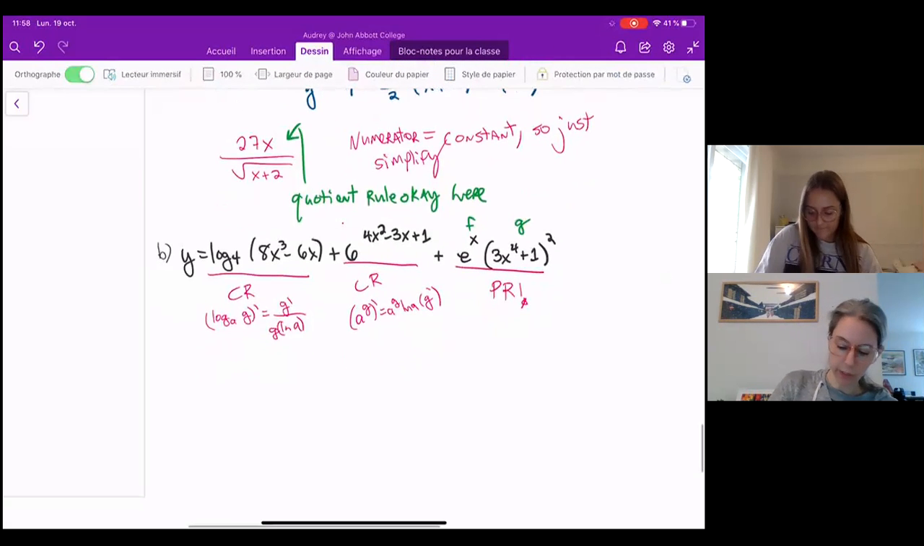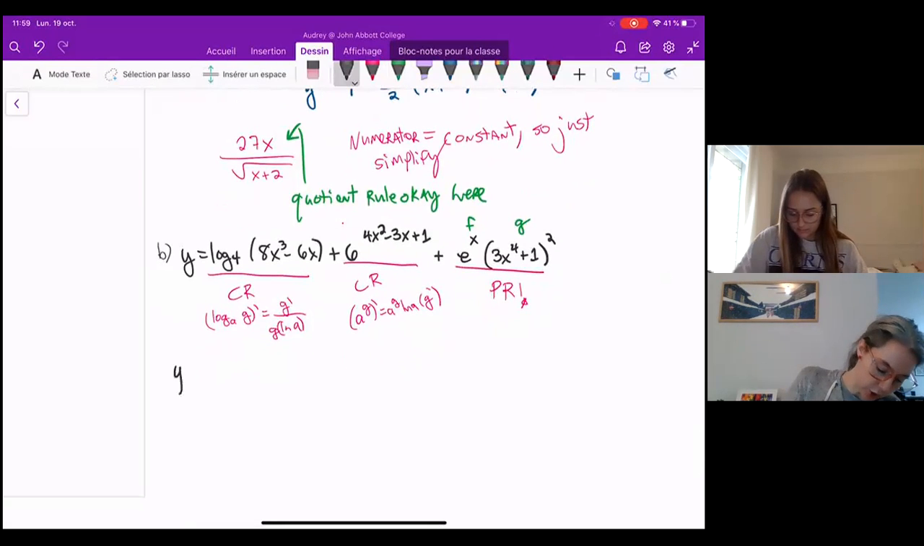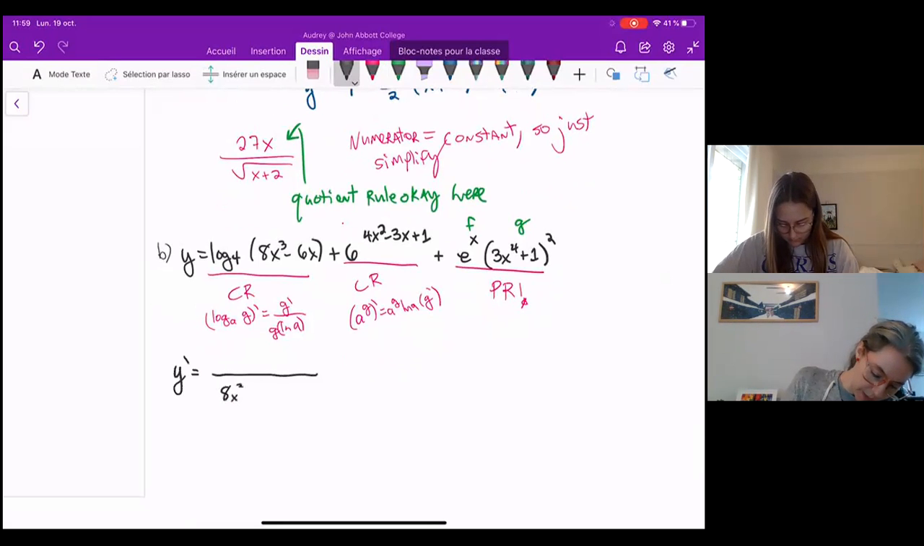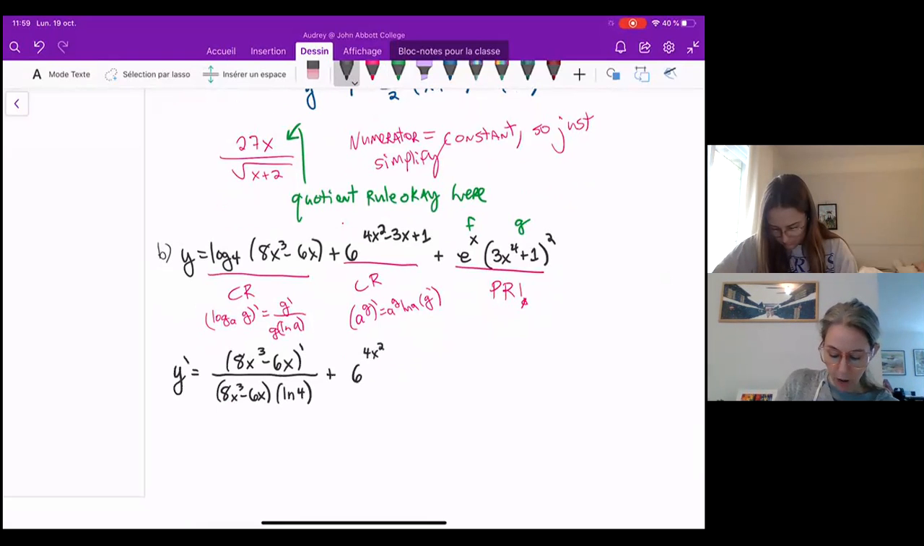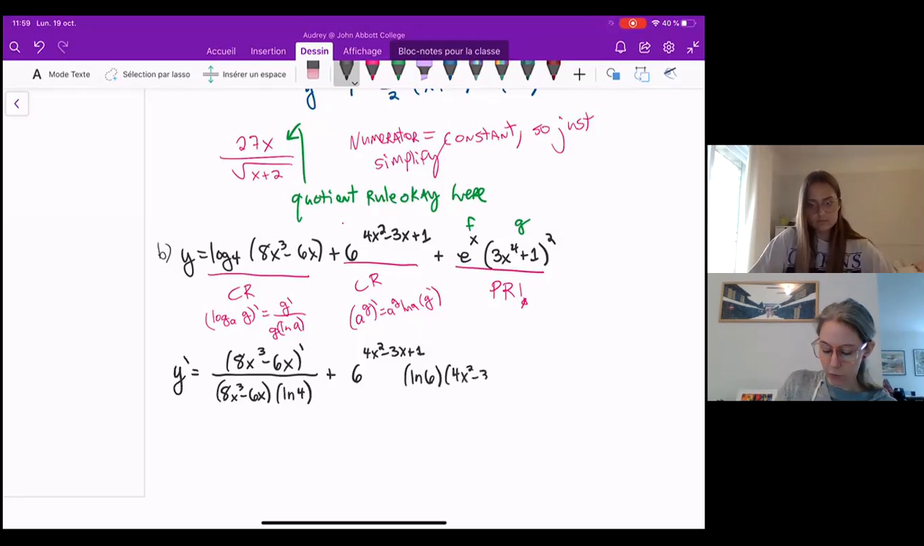So we're going to go through and do our derivative, and we're going to apply each of these chain rules. So log base 4, I put the 8x cubed minus 6x on the bottom with a ln 4, and then the derivative goes on top. I'm going to do this in 2 steps, but you can absolutely do it in 1 step. That's fine. Then I'm going to apply my rule here, 6 to the 4x squared minus 3x plus 1 times ln 6 times 4x squared minus 3x plus 1 prime.